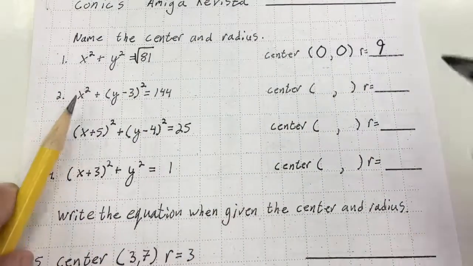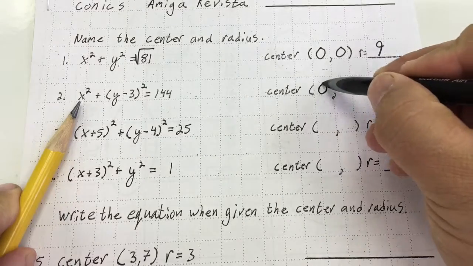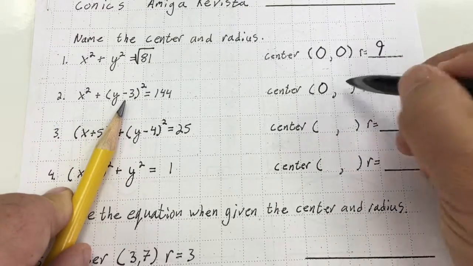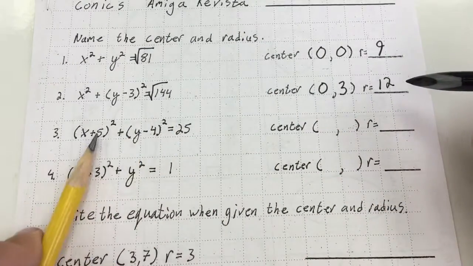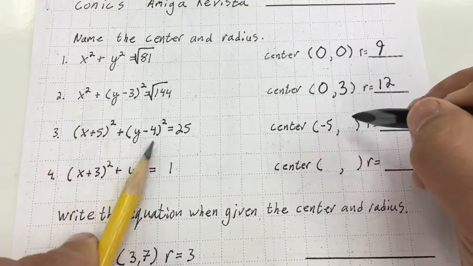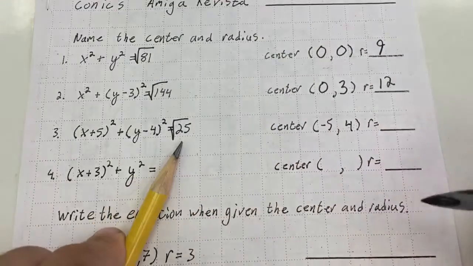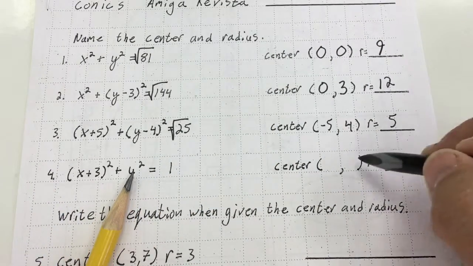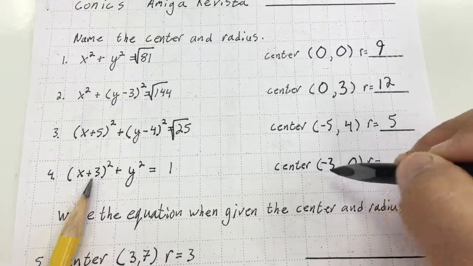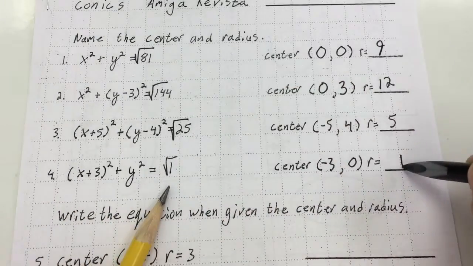For the next problem, it's just x squared, so that's going to be a 0 associated with that. And then we do the opposite for the phase shift, so that's going to be positive 3. And then the square root of 144 will give me 12. Opposite, so it's going to be negative 5, positive 4, square root of 25, and that will give me 5. Opposite, there's nothing associated with that, so there's going to be a 0 for the y. So it's going to be negative 3, 0, and the square root of 1 is just plain 1.